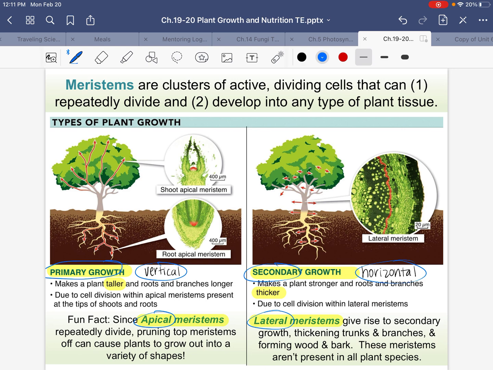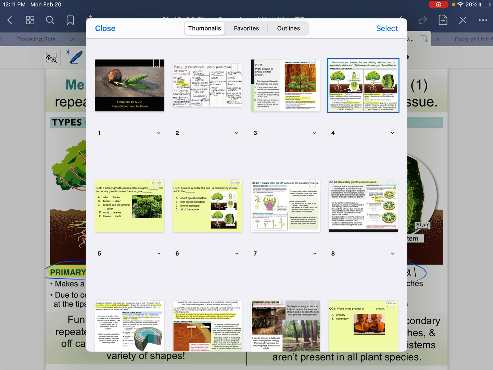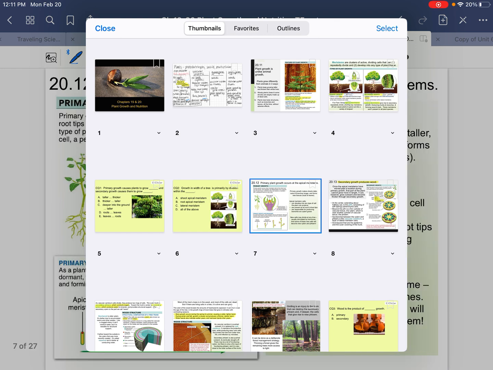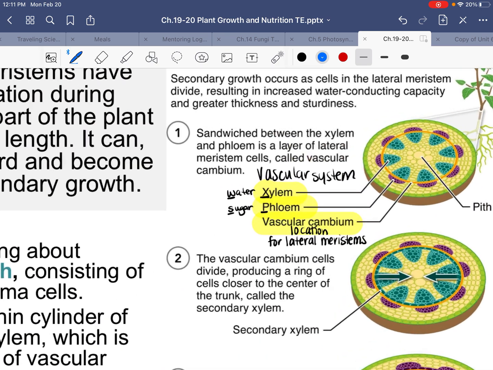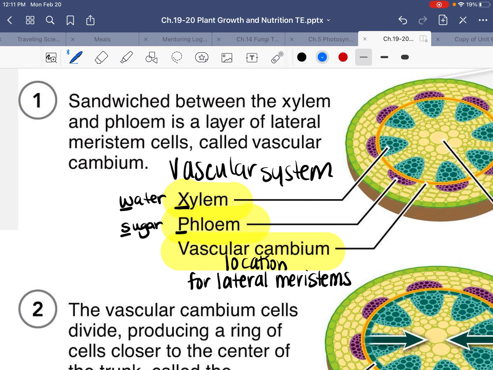Then we've got this part we need to know. We have to know for our test that our water moves through our xylem. Remember, this is our vascular system. From our vascular seedless plants, our gymnosperms and angiosperms have these. Water moves through the xylem. W, X goes together. Sugar moves through the phloem. That's all part of our vascular system.